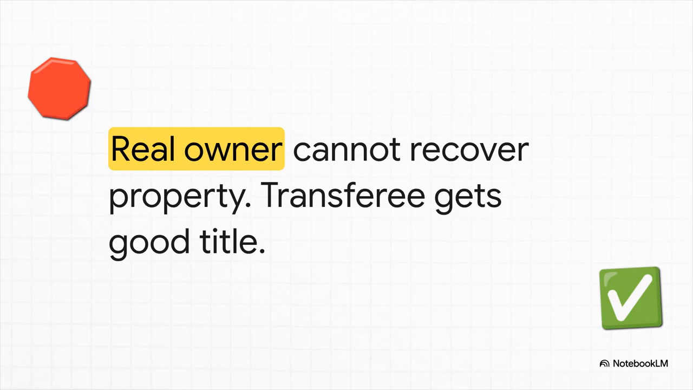Effect: real owner cannot recover property. Transferee gets good title. So what is the exact legal effect when those 4 conditions are strictly satisfied? It's simple. The real owner cannot recover the property, and the transferee gets good title. Put simply, if the transferee checks all 4 of those boxes, the transfer becomes completely valid and binding under the law. The real owner is legally estopped, meaning they are blocked by law from ever claiming their property back.